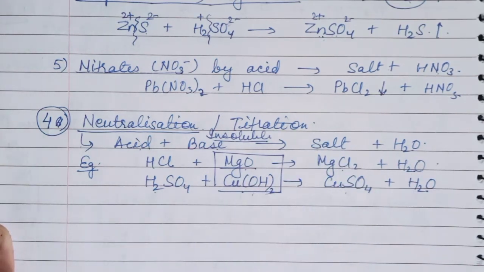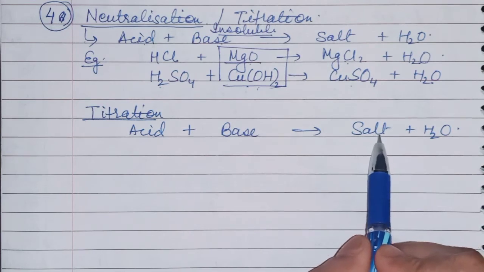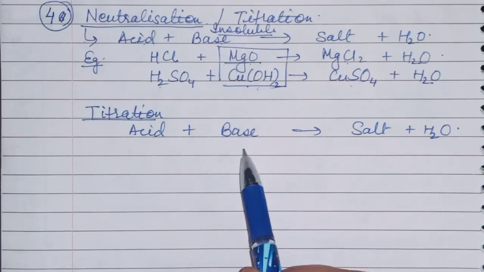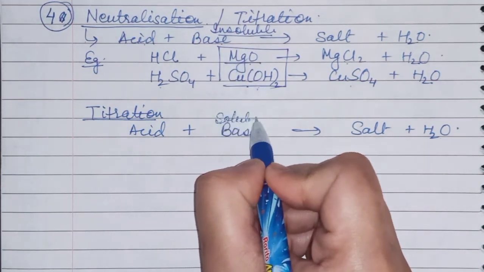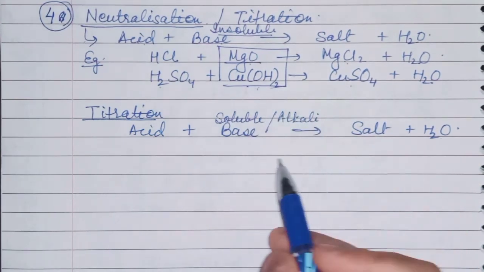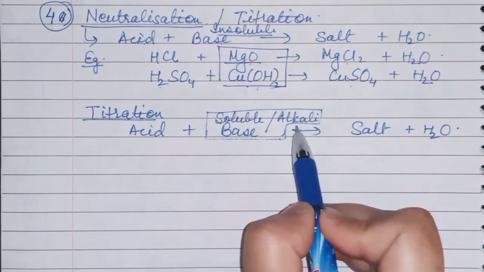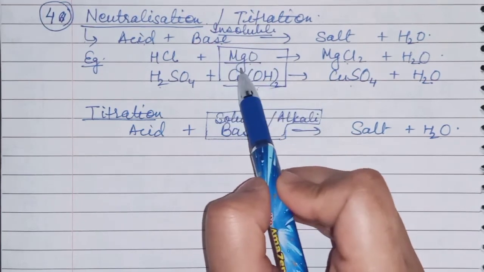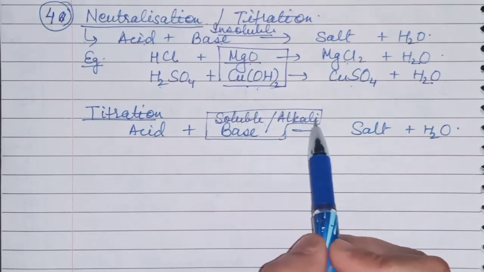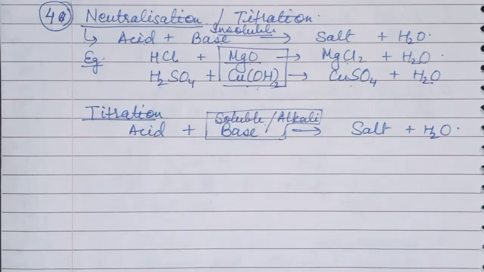Now titration. Titration is also done with acid and base and the product is also the same, salt and water. The basic difference is that in neutralization the base is insoluble and here it is soluble, or you can say it is an alkali. Alkalis are soluble in water. So the difference between titration and neutralization is here only. If the base is insoluble, then the process is neutralization. And if the base is soluble or an alkali, it is titration. The method is changed because of this base only.